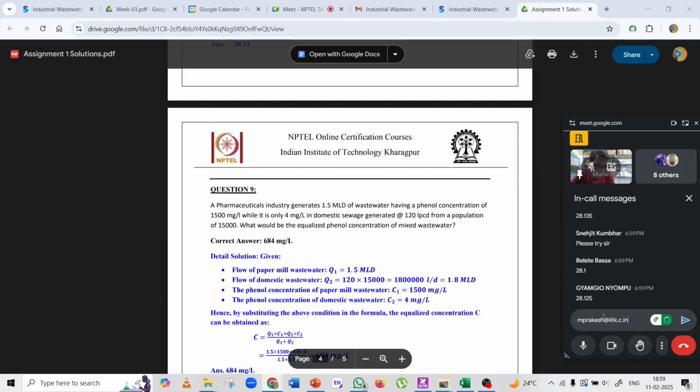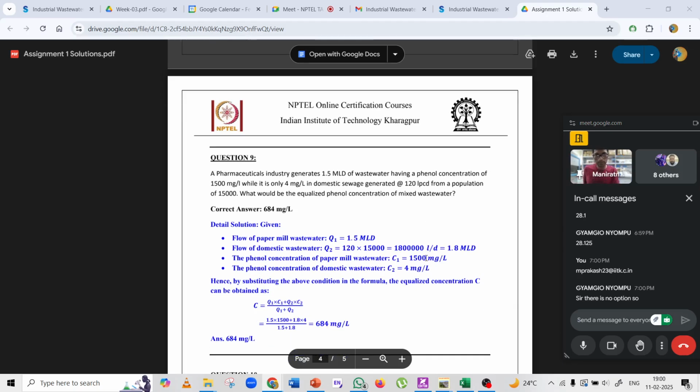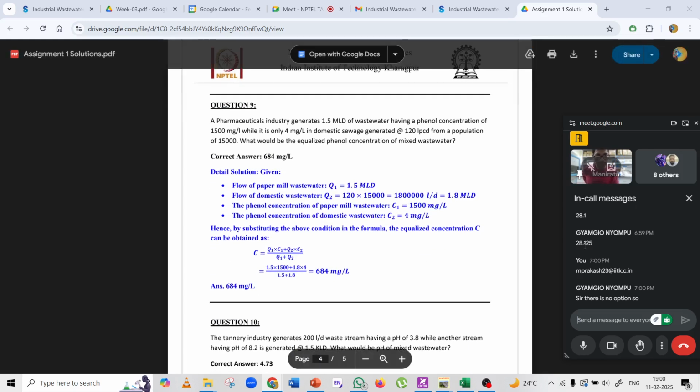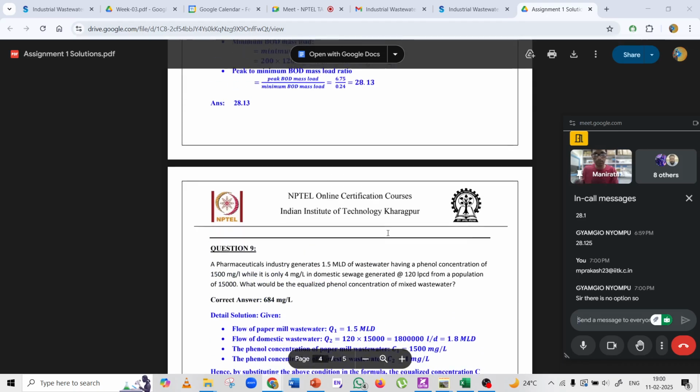ये मेरा ईमेल आईडी है. मैं अपने चैट बॉक्स में लिख दिया हूँ. mprakash23@. आप 4-5 दिन बाद अगर नहीं हुआ देन आप मुझे एक बार कांटेक्ट कर सकते हैं. श्योर सर. ठीक है. थैंक यू सर, थैंक यू वेरी मच सर.